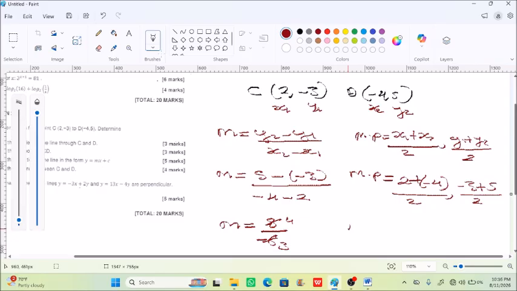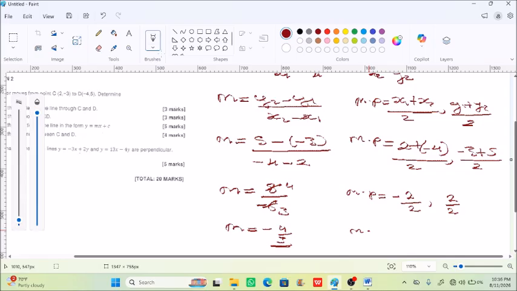So our midpoint is equal to, what is 2 plus negative 4? Positive and negative becomes negative, so 2 minus 4, that is negative 2, over 2, comma, negative 3 plus 5, that is 2, so 2 over 2. What is negative 2 over 2? That's negative 1, comma, 2 over 2, that is 1. So negative 1, comma 1 becomes our midpoint. These are the answers that we have for the midpoint.